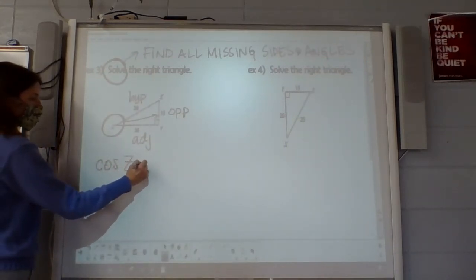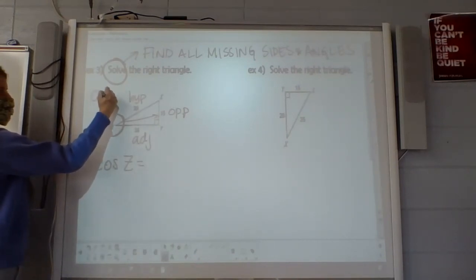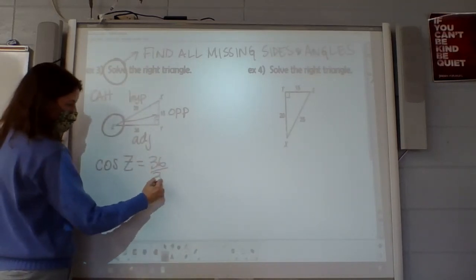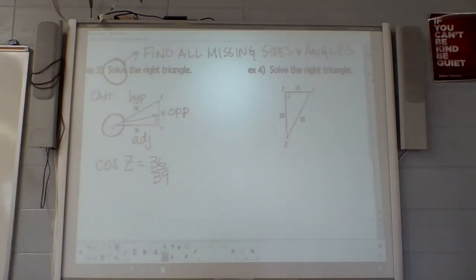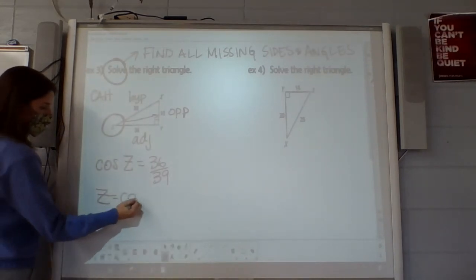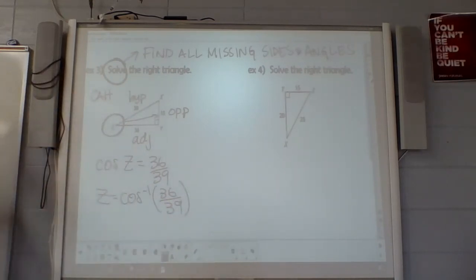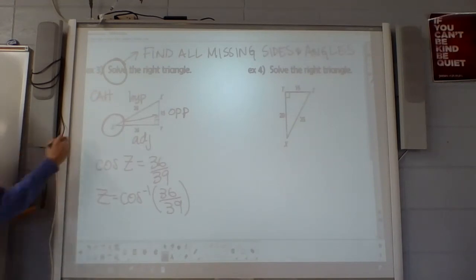So cosine of z, so cosine is CAH, adjacent over hypotenuse, so 36 over 39. Now if you're like, oh, I found a different angle first, or I used a different trig function, you should get the same exact answer. So z is the inverse cosine, anytime you're trying to find that angle, we have to use that inverse, of 36 over 39. Now it might bug you that you want to simplify that fraction, you don't need to. And I even use division rather than the fraction bar. And so I got like 22.6 for my angle z.